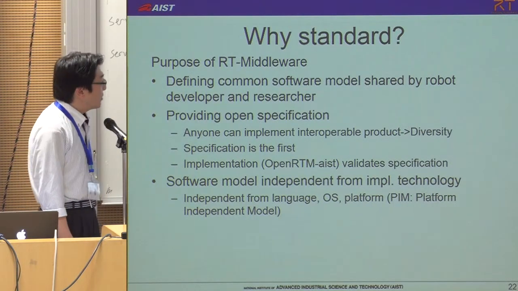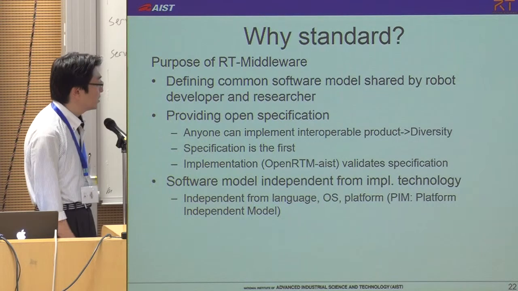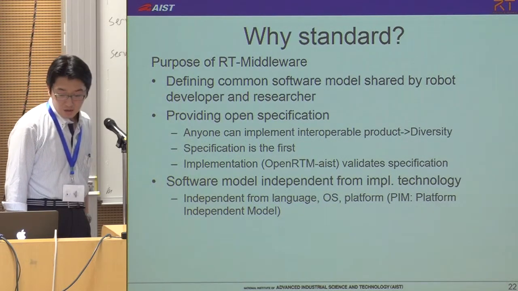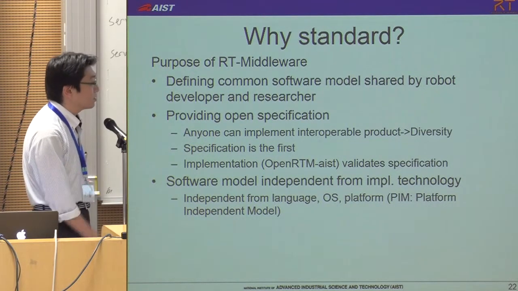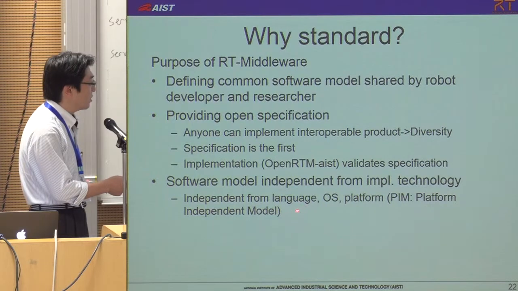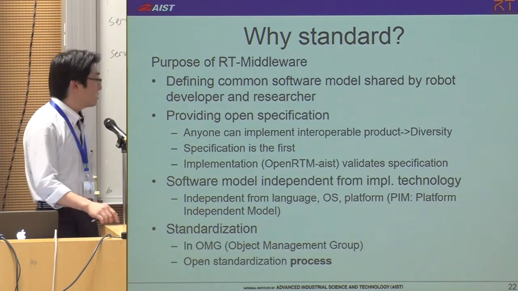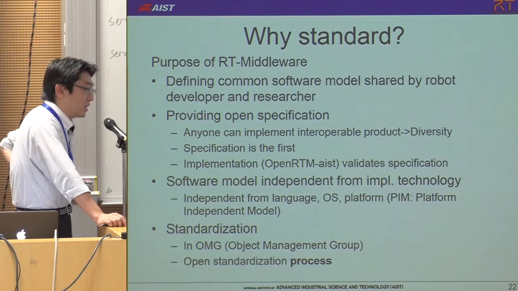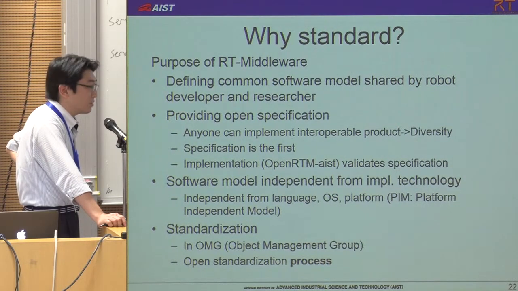Based on this concept, we have implemented OpenRTM-aist to validate the specification. And also, the software model should be independent from implementation technology, I think. Implementation should be independent from language, operating system, and platforms like CORBA and so on. And so we chose to standardize our specification in OMG, and we started the standardization almost 8 years ago. And OMG provides a very open standardization process.